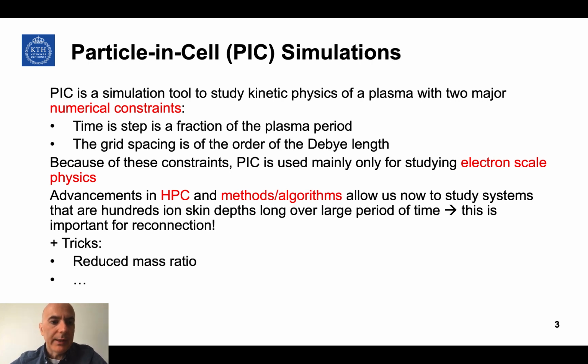There are also other tricks, some approximations that we make. We are going to look at this more in the labs. For instance, we can assume that the mass ratio between electrons and protons is reduced. In physics, the real mass ratio, the ratio between the mass of the protons and the electrons, is 1,836, right? What we can do is assume that the mass ratio is way lower, a fraction of 1,836, and we compress the time scale and spatial scale of the electrons and ions.